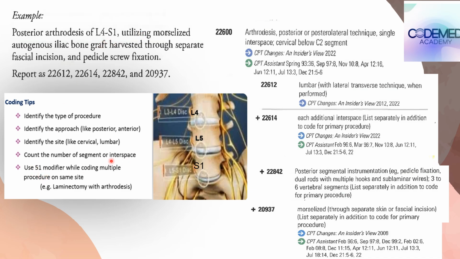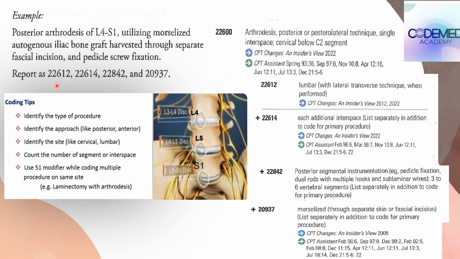Count the number of the segments and interspaces. So let us do that. It is L4, L5 and S1. So how many segments? 1, 2, 3, because a segment is nothing but a vertebral bone. And how many interspaces? An interspace is nothing but a vertebral disc. So we have two interspaces. Remember, the number of segments minus 1 is the number of interspaces. So you have two interspaces, 3 segments.